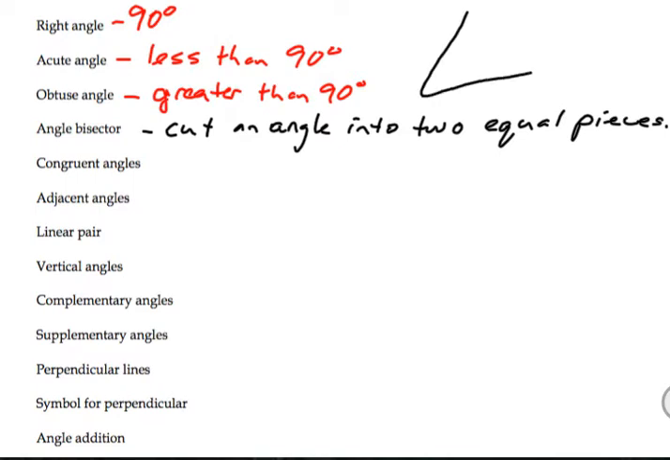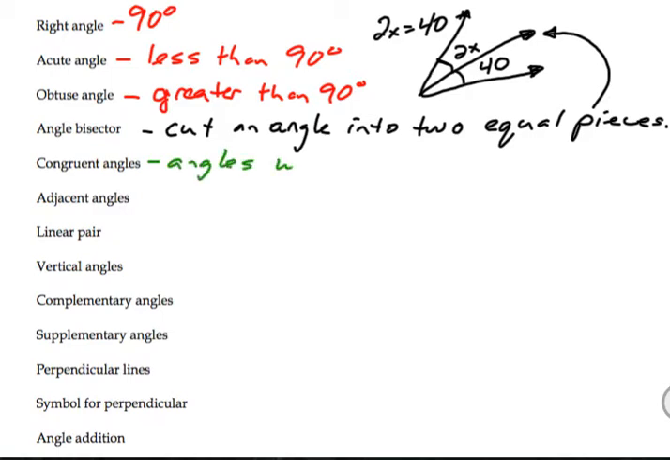So once again, if I said this is an angle bisector, this is going to cut it into two equal pieces. So if I have 2x and 40 here, 2x has to equal 40, because that's what happens when you have an angle bisector. Congruent angles are going to be angles with the same measure. Usually they're marked congruent. They might have a little dash through it. I did the green in the angle bisector there.